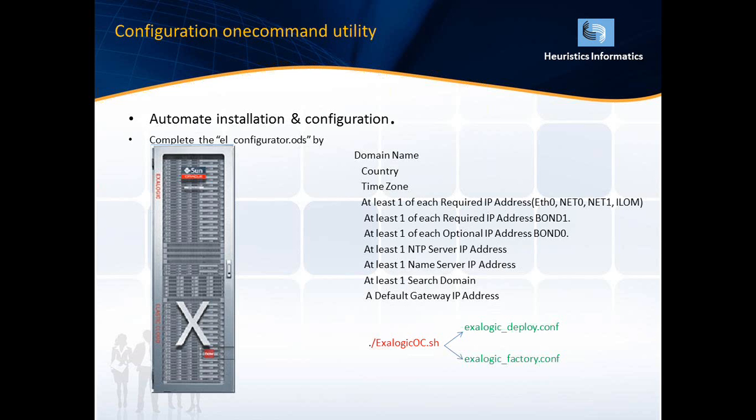So the bond 0 has already been configured by Oracle. We need not configure bond 0 manually. By default, the system itself gives us bond 0. We need to specify the NTP server IP address and the name server IP address. Now, what is meant by this name server? It is used for NFS protocols and NFS versions. And we need to specify at least one search domain and a default gateway IP address.